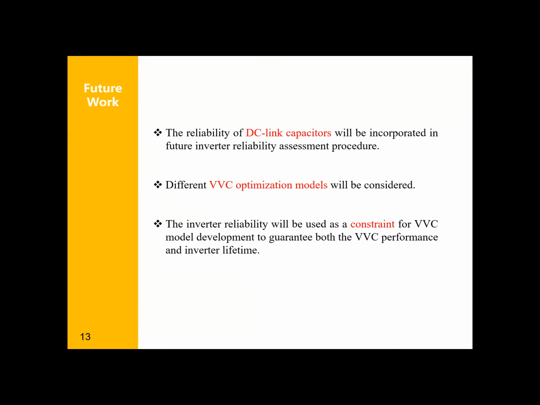So the future work will mainly focus on three aspects. First, the reliability of the DC link capacitors will be incorporated in the future inverter reliability assessment procedure. Second, different VVC optimization models will be considered. And third, the inverter reliability will be used as a constraint for the VVC model development to guarantee both the VVC performance and the inverter lifetime.